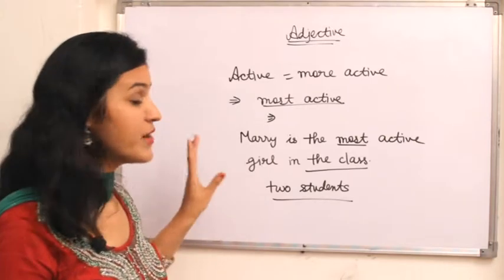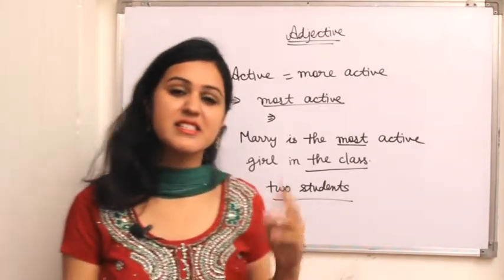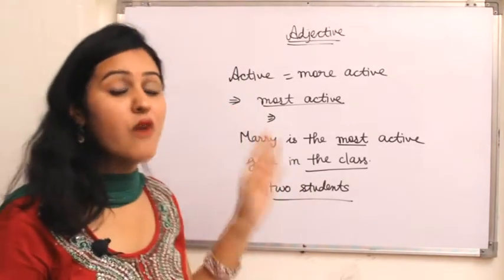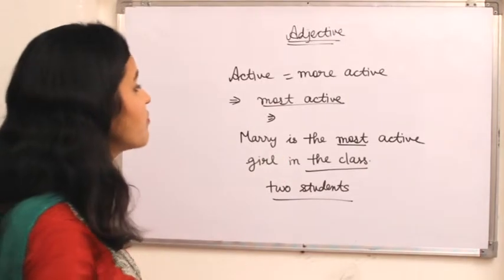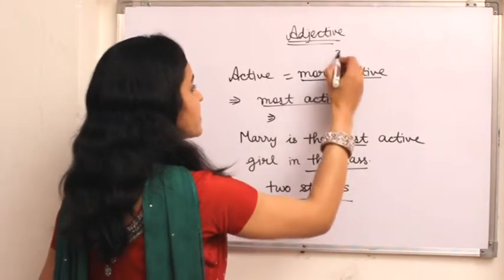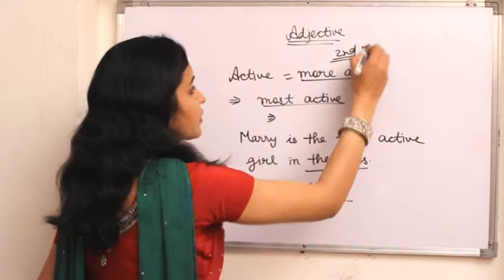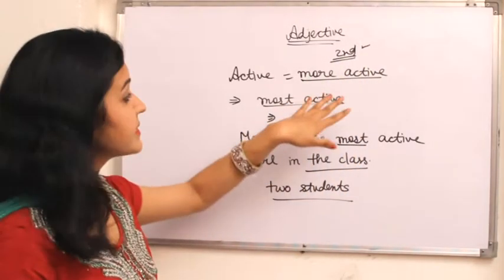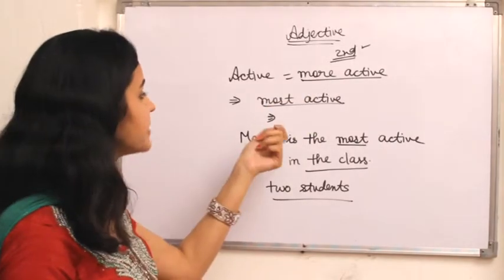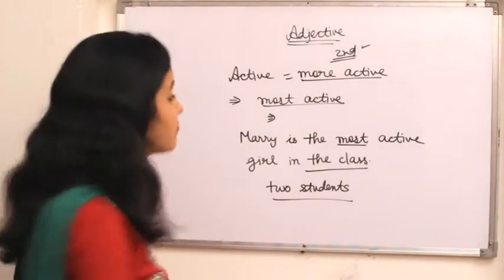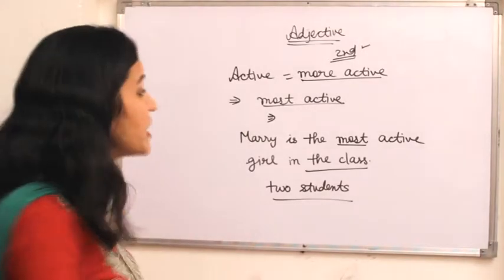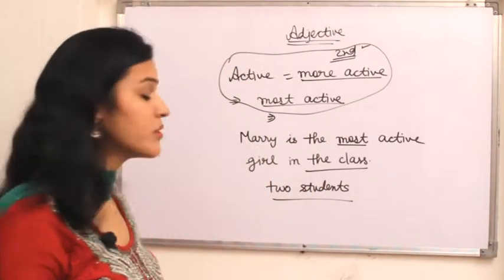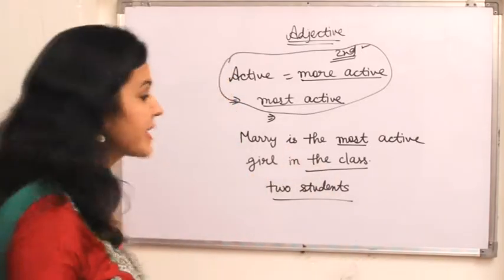Okay, now you're very familiar with first degree order, second degree, and third degree. Okay, so active is of first degree order and more active is of second degree. We can also talk of it as comparative form, and most active is counted as superlative. Okay, so now I explain all these terms by using some other examples.